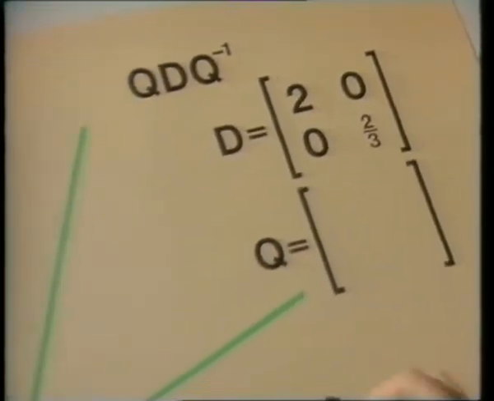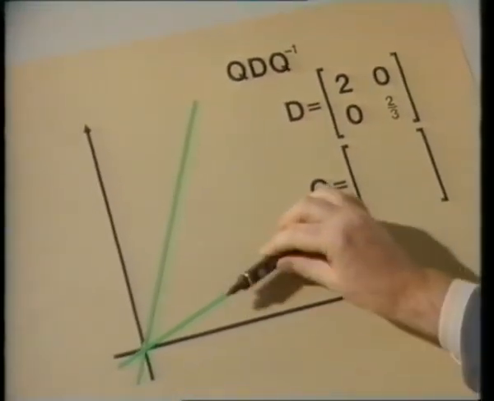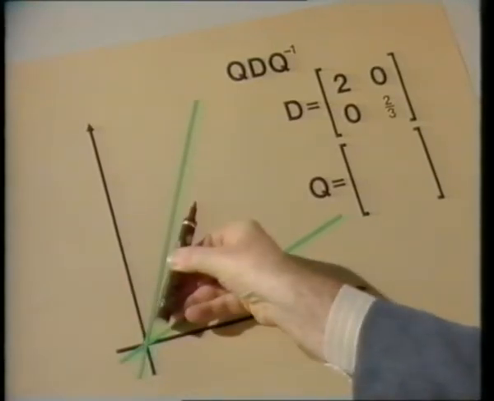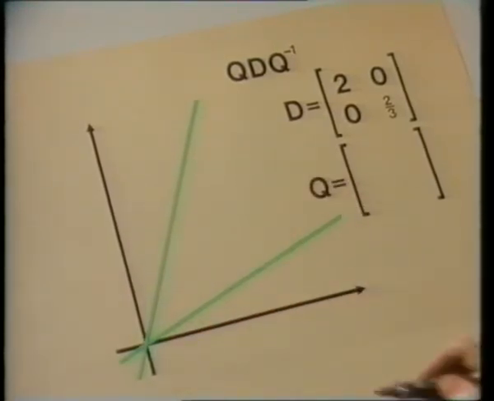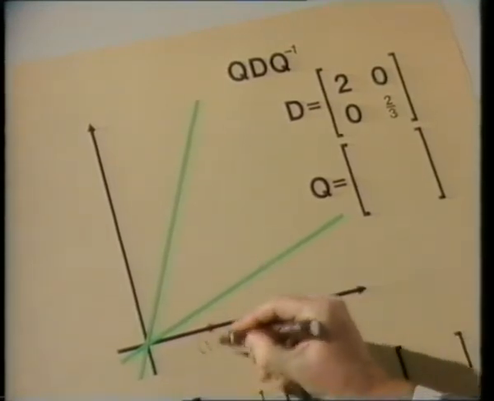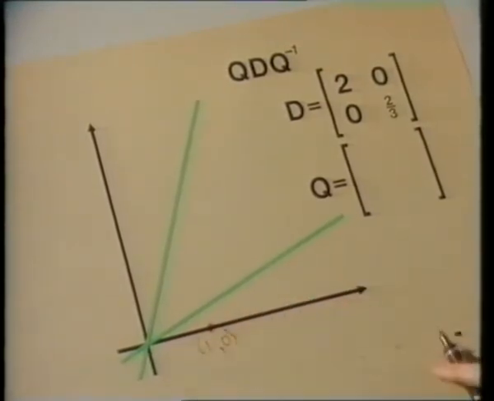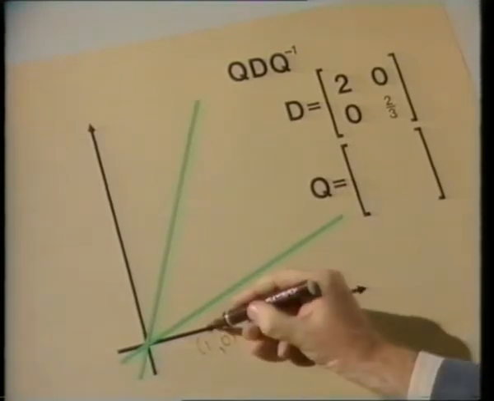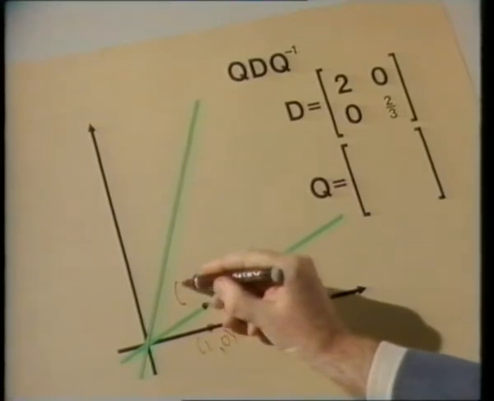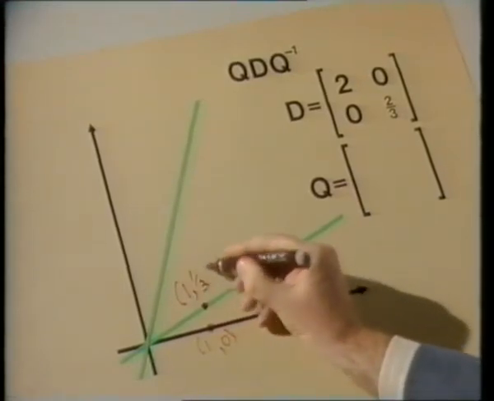But what does Q do? It takes the x-axis to this eigenline, and it takes the y-axis to this eigenline. And I'm going to do that, first of all, by taking this point, 1, 0, which is on the x-axis, and transforming it to the point above it on the eigenline. And that is the point 1, 1/3.